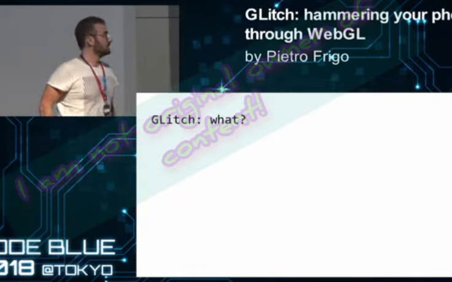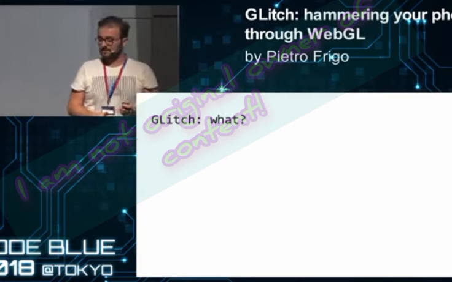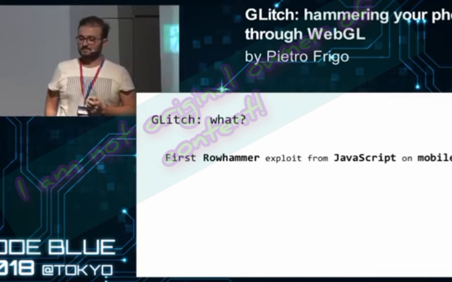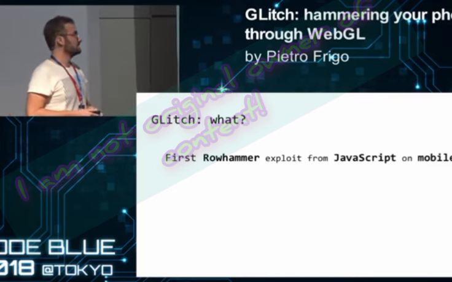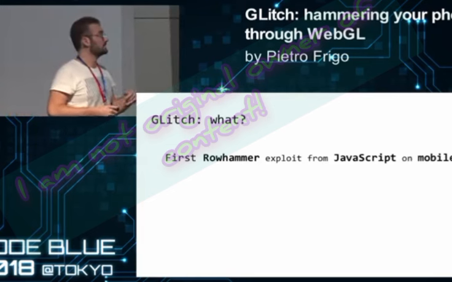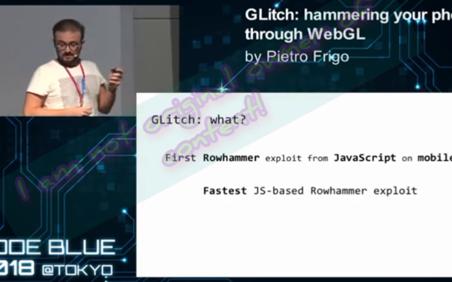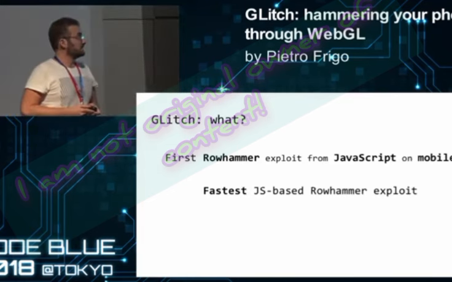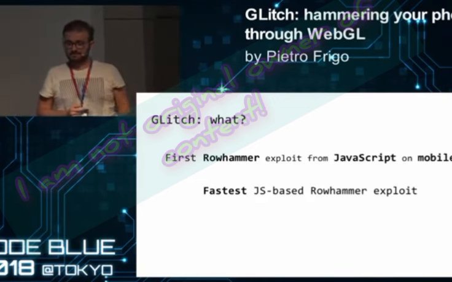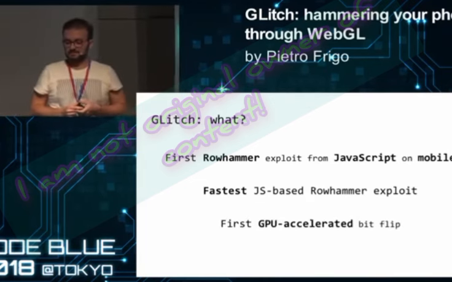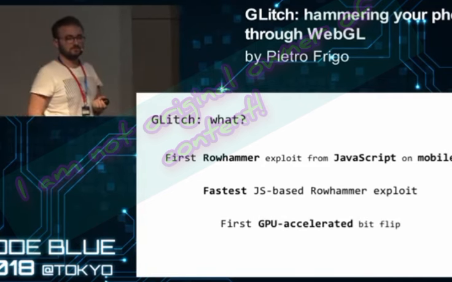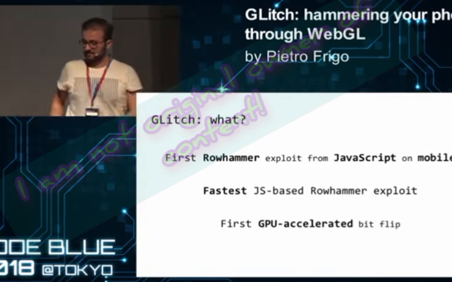So let's start with understanding what GLitch is. GLitch is the first Rowhammer exploit from JavaScript on mobile. Before this study, there was no proof of a JavaScript exploit using Rowhammer on mobile. It's not only the first one, but also the fastest JavaScript-based Rowhammer exploit so far. But the main contribution of this work is that it's the first GPU-accelerated bit flip. So we trigger bit flips not using the CPU, but the GPU.